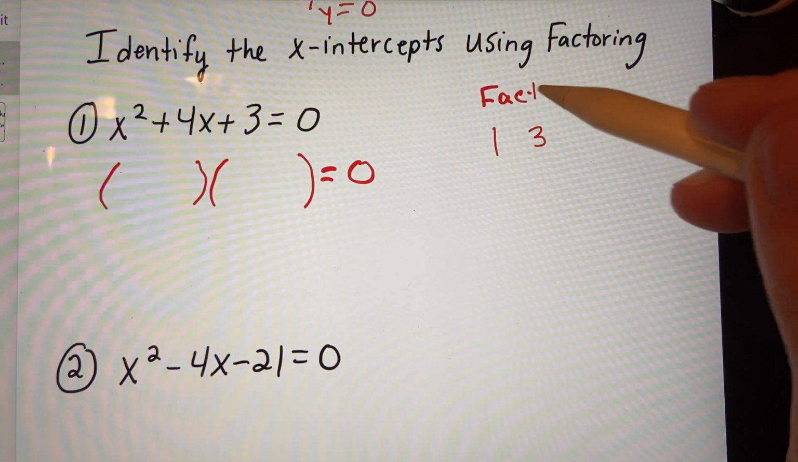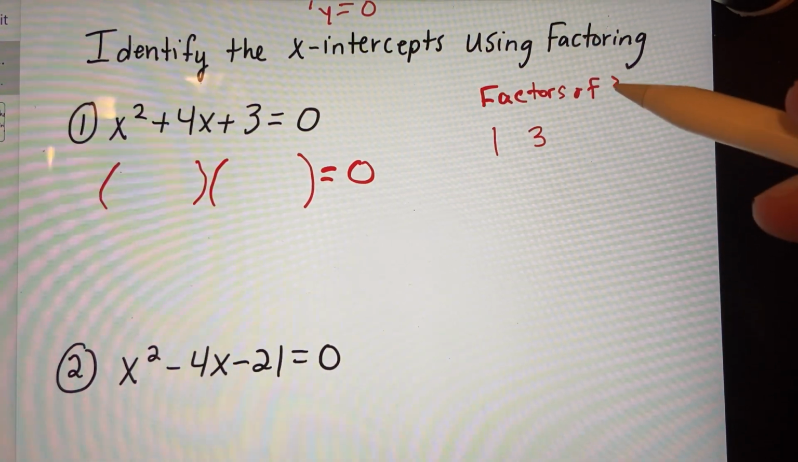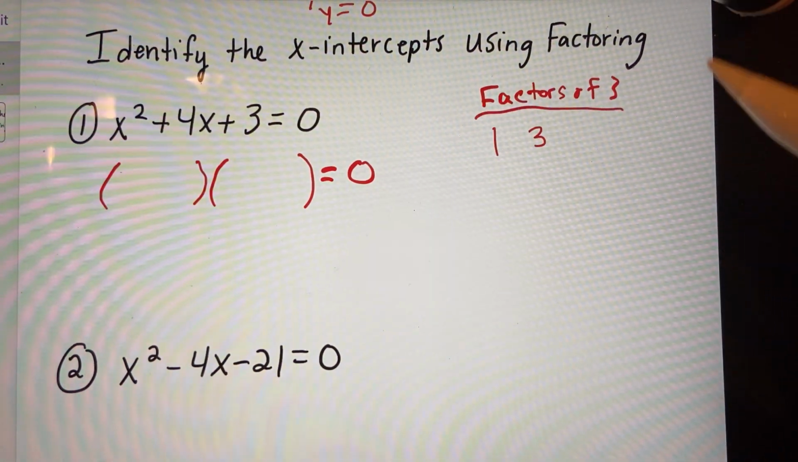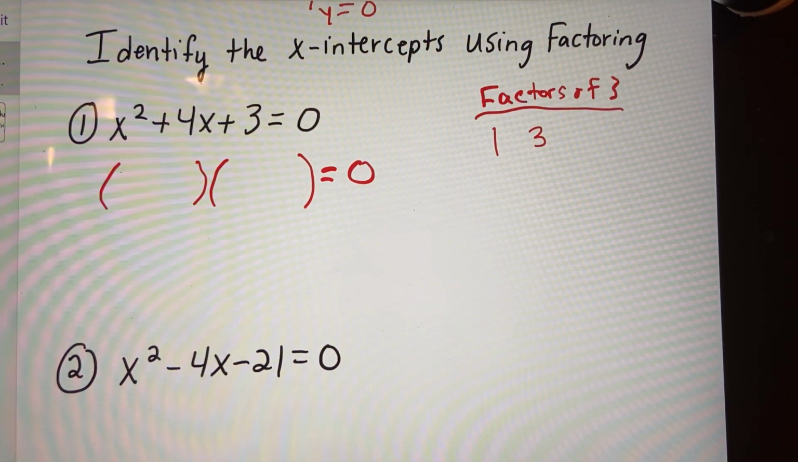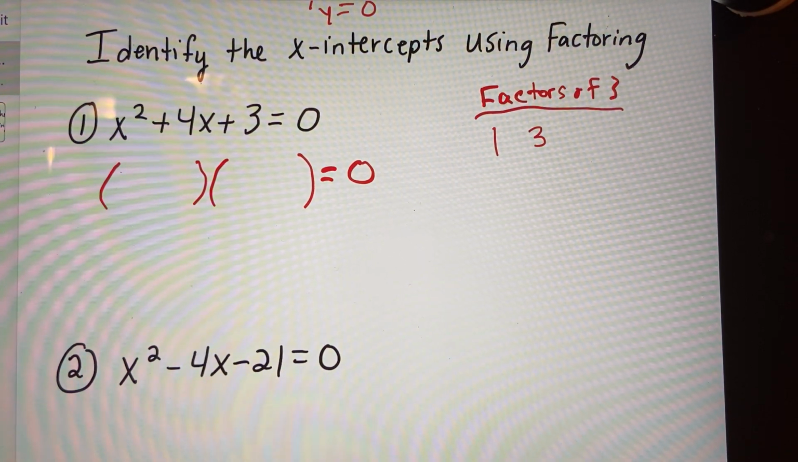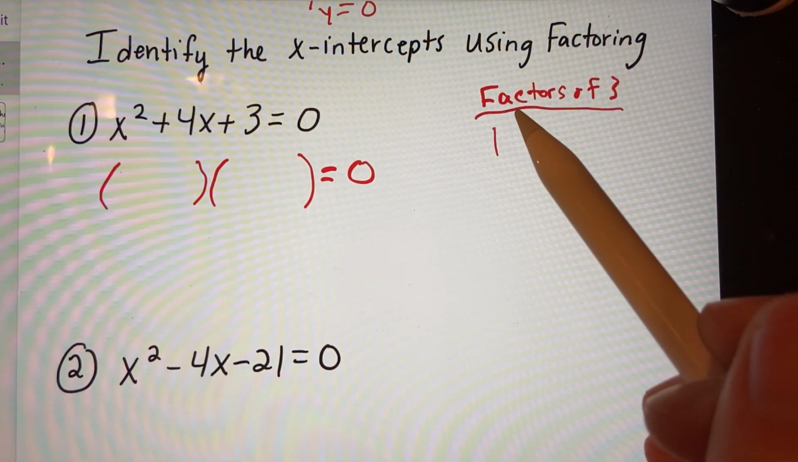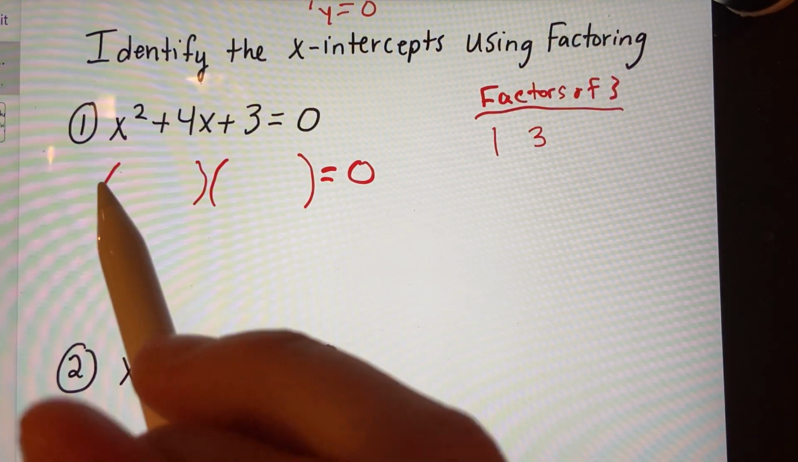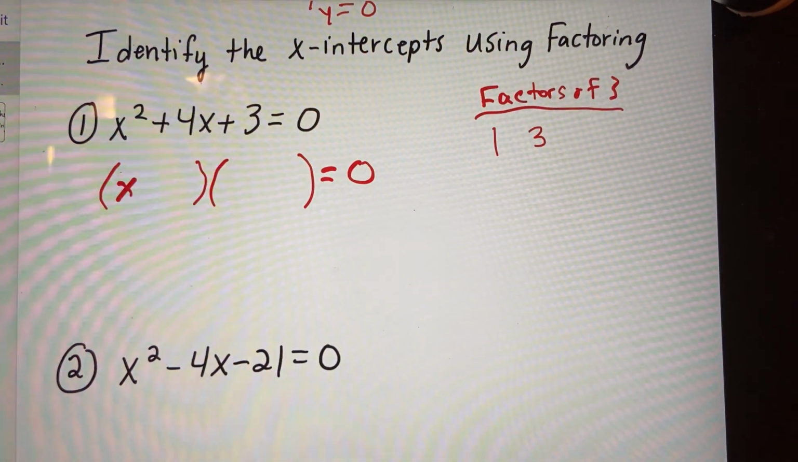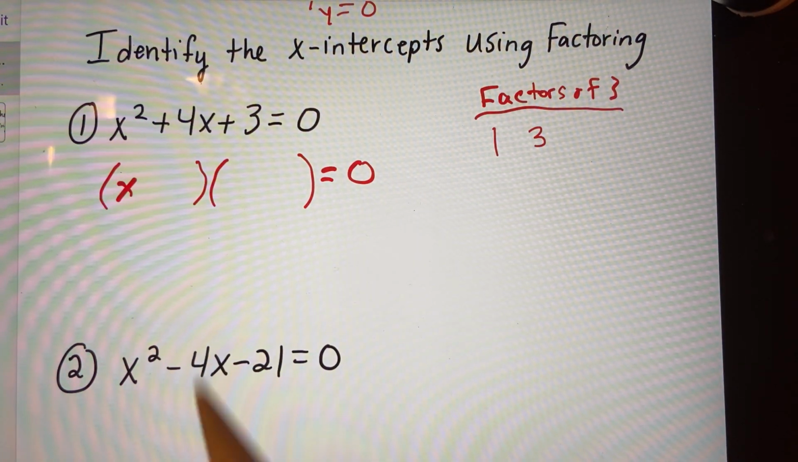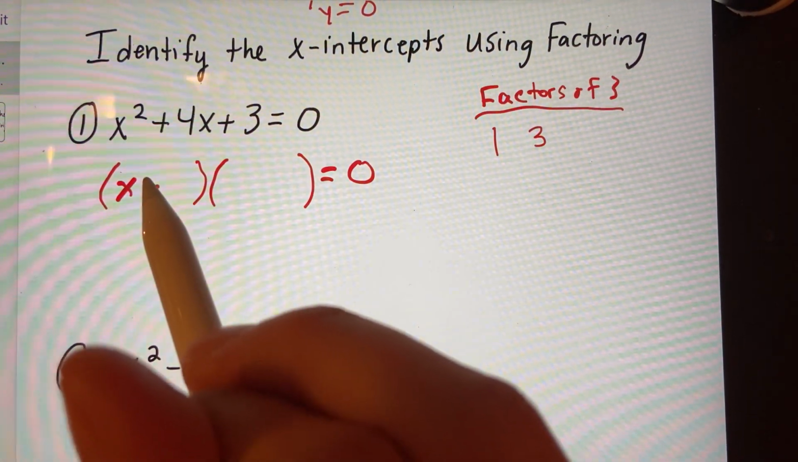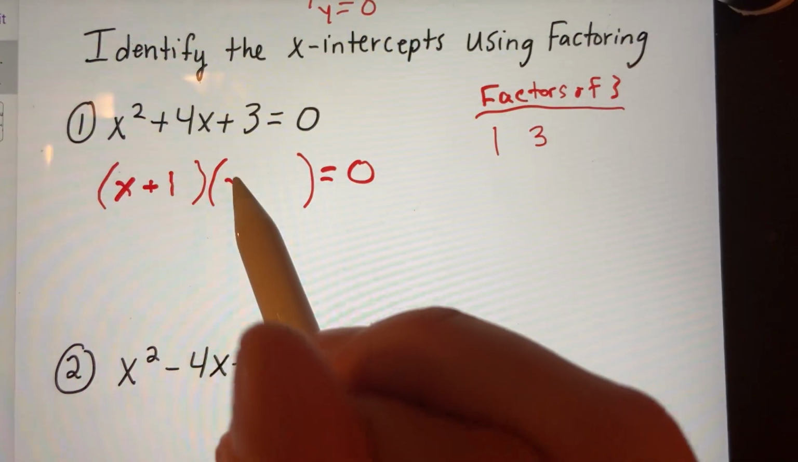So these are our factors of 3, 1 and 3. Then you want to pick the pair that would also add to equal the middle number, which is 4. And luckily for us, 1 plus 3 does equal 4. So that's how this is going to fit into our parentheses to fill in the blanks: you just put (x + 1) and then (x + 3).